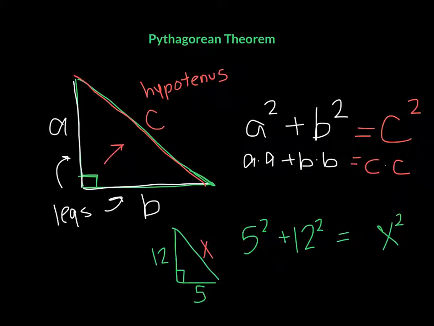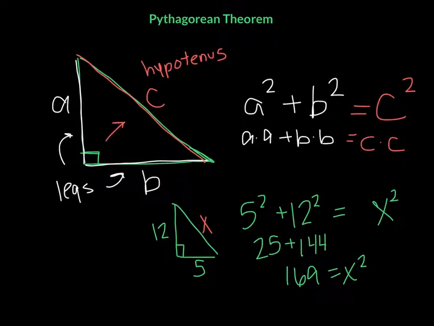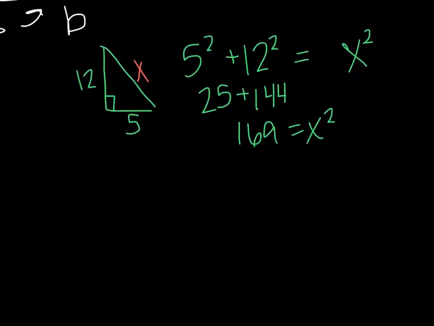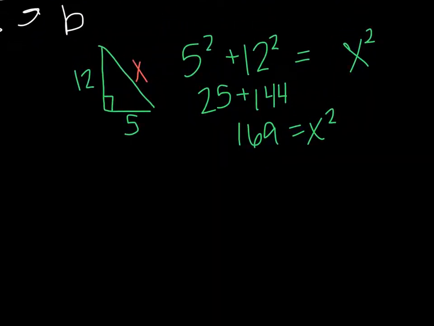Everyone knows 5 times 5 is 25, and 12 times 12 is 144. At least I really hope you know your multiplication facts now. 25 plus 144 will get you 169. And so some people might not know this multiplication problem. It equals x squared. So you have to try to figure out what number times itself would get you 169.